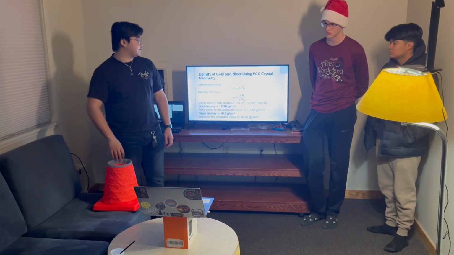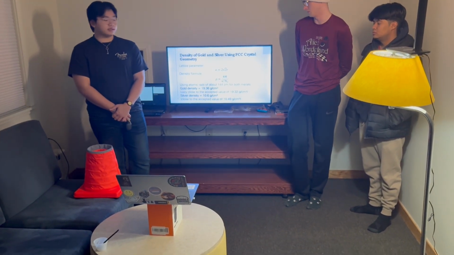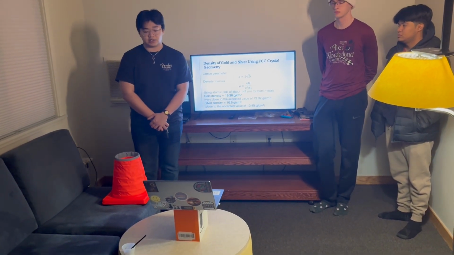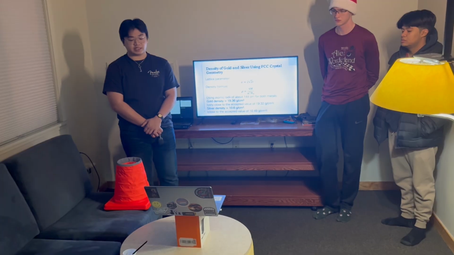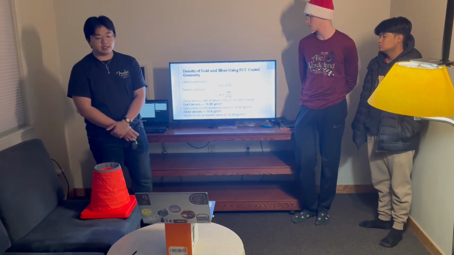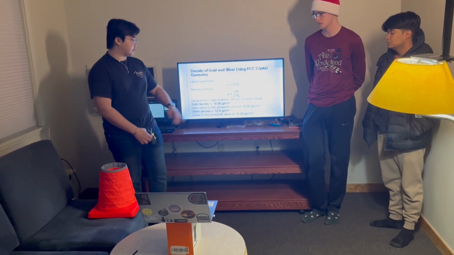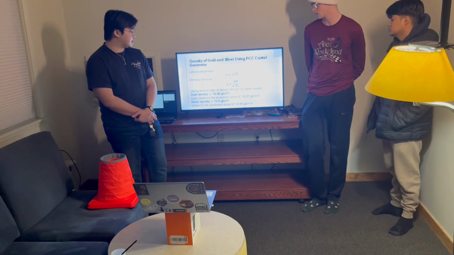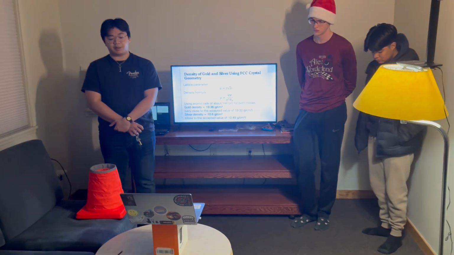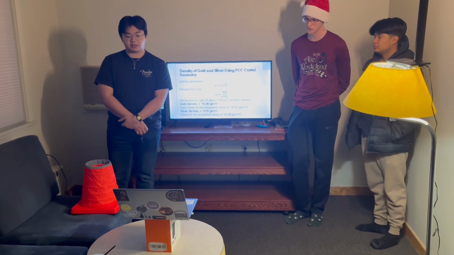Now, let's look at the density of gold and silver using FCC crystals. Both gold and silver have FCC crystal structures, and to calculate the density, we use the FCC unit cell containing 4 atoms per cell. We can also use the lattice parameter, which is a equals 2 times root 2 r. And we can also use the density formula, which is rho equals 4M over a cubed N_A, where the atomic radius is about 144 pm for both metals, pm being picometers.